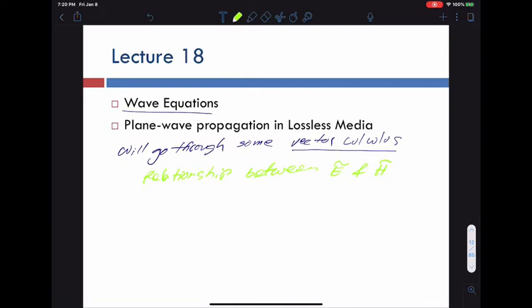In this lecture, we're going to talk about wave equations. That means we're going to develop wave equations. We're going to also talk about plane wave propagation in lossless media. And we're going to go through some vector calculus to develop the relationship between electric field and magnetic field.